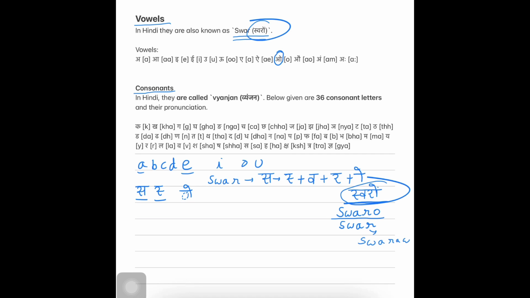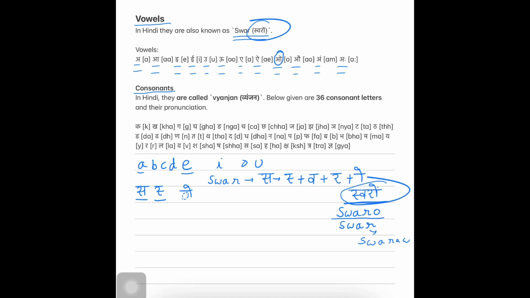Swaron. Now the vowels: a, aa, i, ee, u, oo, e, ai, o, au, an, ah. So these are the vowels, and now moving on to the consonants.